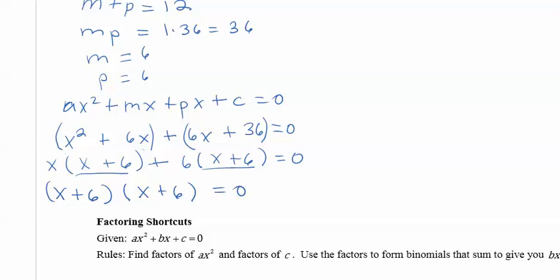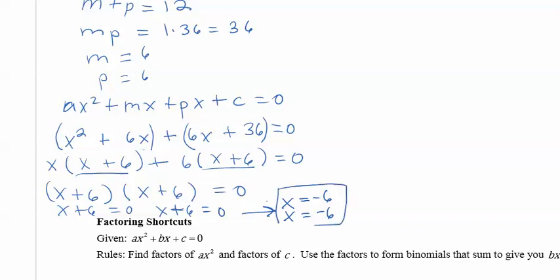So now that I've set these equal to 0, a lot of people try to multiply them back together. Well, since we're trying to solve, there's no need to do that. So what I want to do is take each factor and set it equal to 0. So x plus 6 is equal to 0, and x plus 6 is equal to 0. And when I solve for x in both equations, I'm going to get the same thing. So I'm going to draw an arrow over here. X is equal to negative 6, and then the other x is also equal to negative 6. So negative 6 is my answer. That's my term that satisfies both.